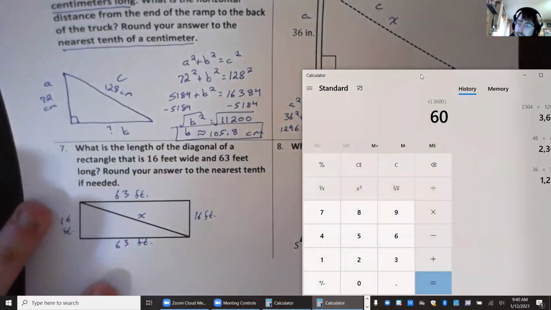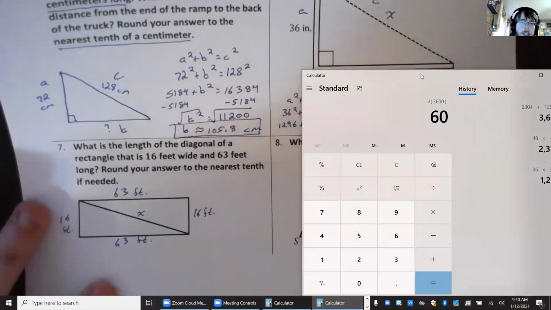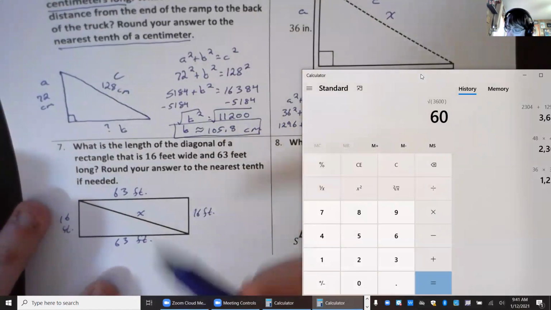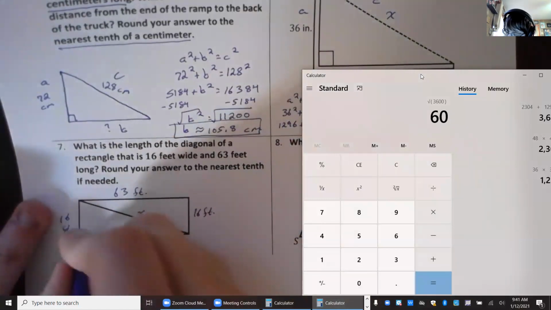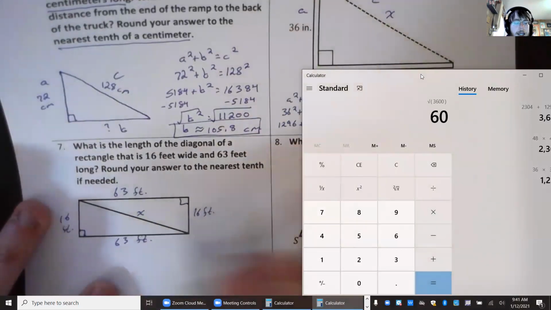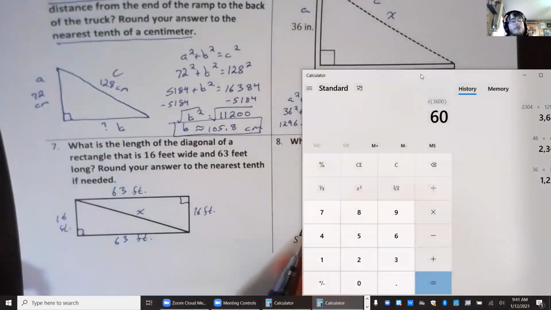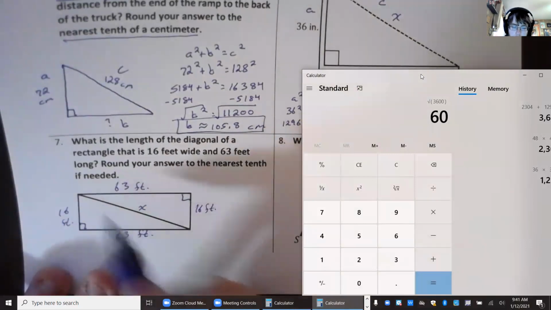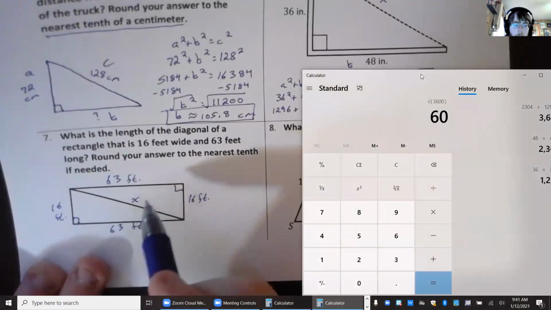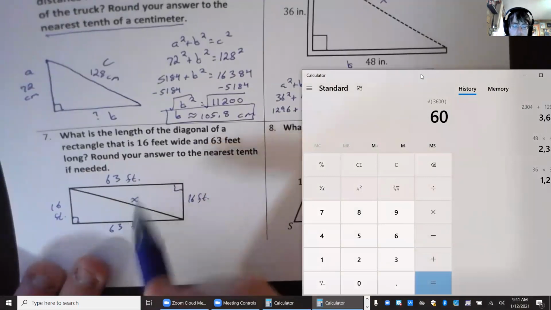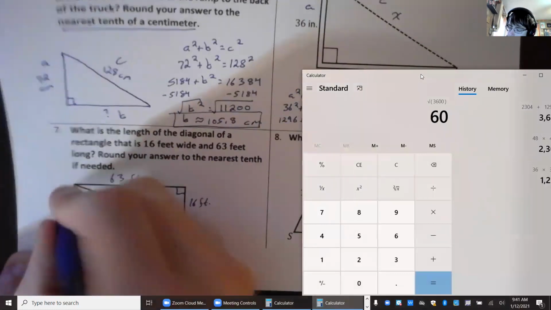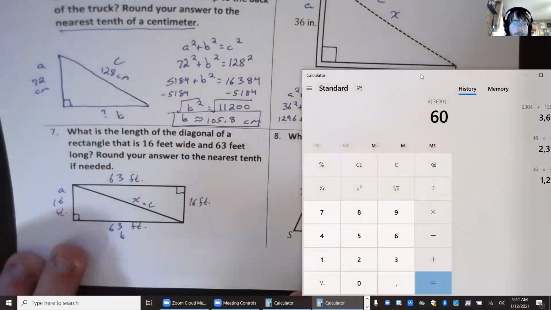Well, when we talk about rectangles, we know that the angle measure of all of the corners on a rectangle is what? Well, all these angles should be 90 degrees. So that means that every rectangle can be split by the diagonal to make 2 right triangles. So all we're going to do is focus on one of these, this one right triangle here. So we want to find the length of the diagonal, which is our hypotenuse. So we know this is C. Our short leg is 16, and our long leg is 63.